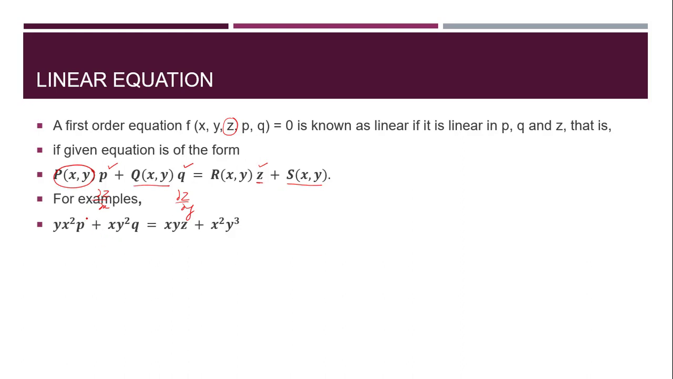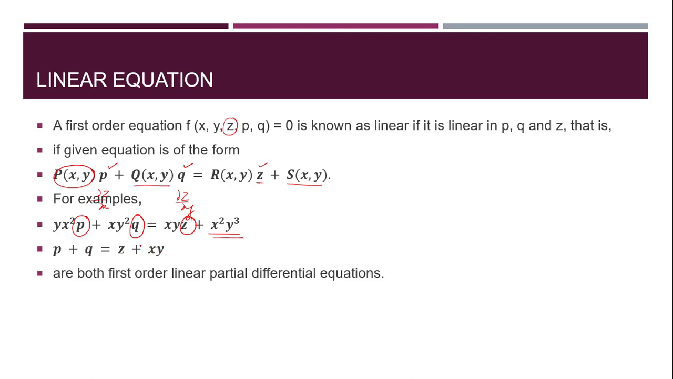Here we have some examples. P into a function of xy, Q into a function of xy is equal to Z into a function of xy plus some extra things. Let's see another example. Here, if it is nothing, it means it is 1p, 1q, 1z plus xy, so it is also linear, right? These are both first order linear partial differential equations, and we can say they are linear in p, q and z because p is in power of 1, q with the power of 1 and z with the power of 1, and they are not multiplied anywhere with z.